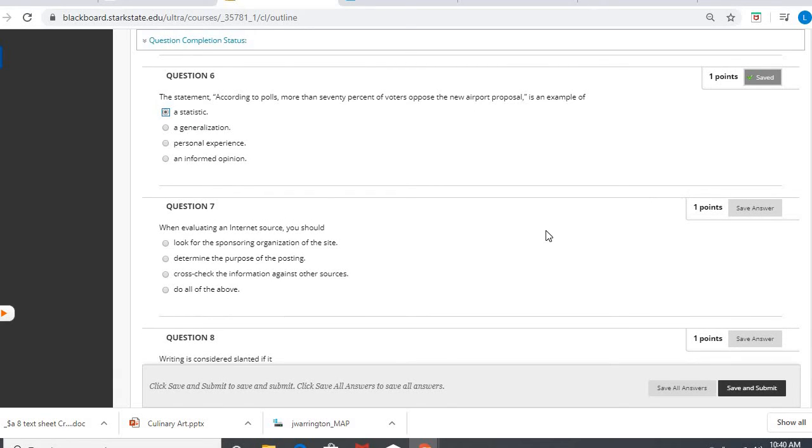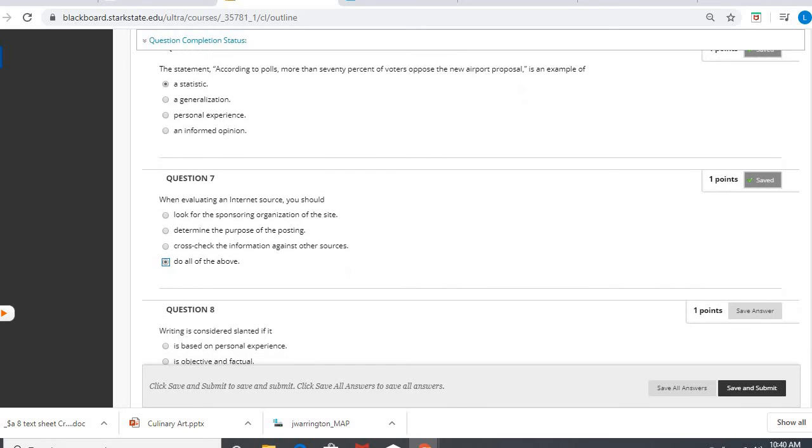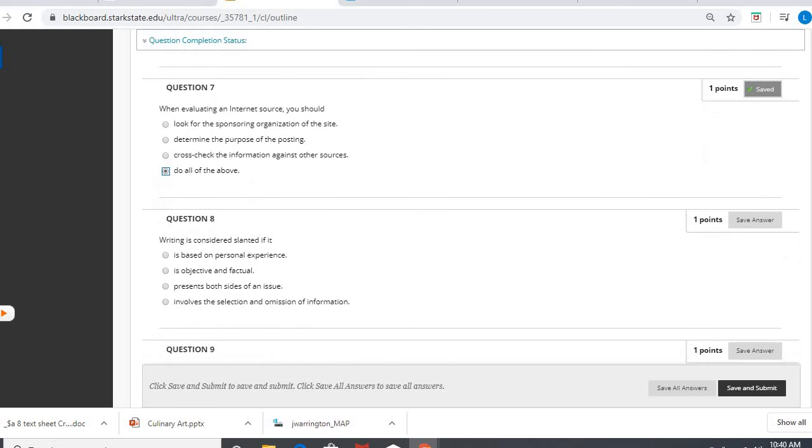Question 7, when evaluating an internet source, what should you do? Look for the sponsoring organization. That is important. Is it a site that's getting money? Is it a slanted site? Is it a biased site? Determine the purpose. You always want to know why. Are they informing, persuading, telling a story? Cross-check information, always important to verify your sources. So all of the above is what you should do when evaluating an internet source, or really any source.